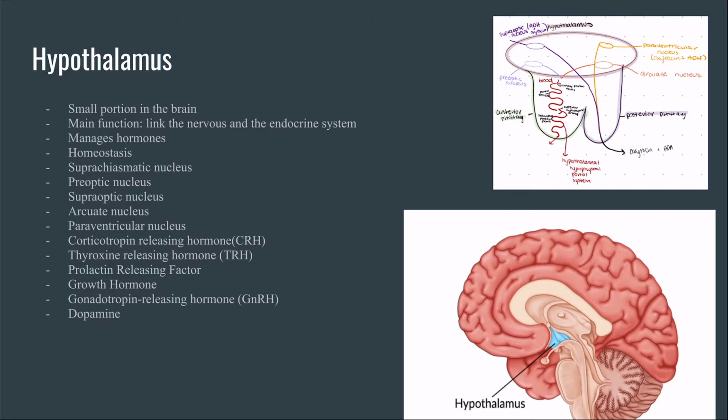The suprachiasmatic nucleus helps with melatonin and sleep-wake cycles. The preoptic nucleus, the supraoptic nucleus, the arcuate nucleus, and the paraventricular nucleus are here on the hypothalamus. They release corticotropin-releasing hormone, thyrotropin-releasing hormone, prolactin-releasing hormone, growth hormone-releasing hormone, gonadotropin-releasing hormone, and dopamine.